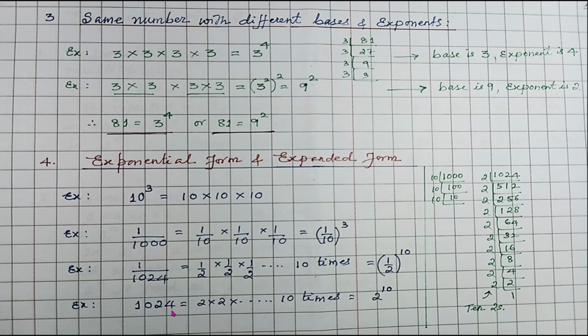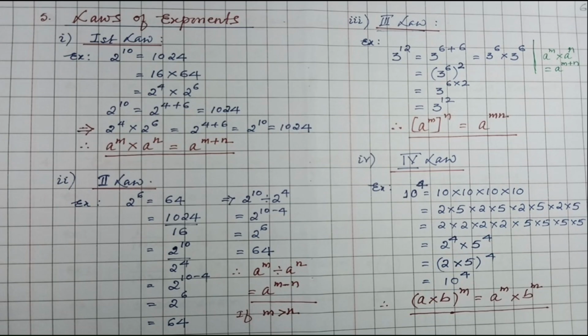Now here, 1024 is 2 into 2 into 2 multiplied 10 times, and therefore the exponential form is 2 raised to 10. To find the exponential form, just divide 1024 by its prime factors. We have divided 1024 by 2 and got ten 2's here, and that is the exponential form of 1024, which is 2 raised to 10. Remember that.